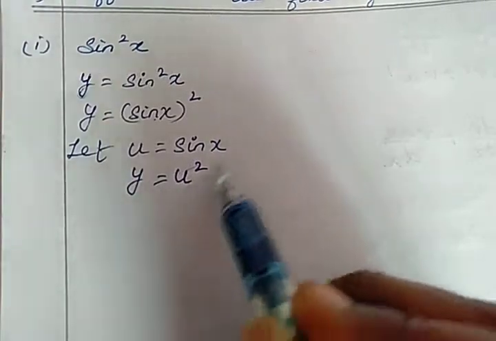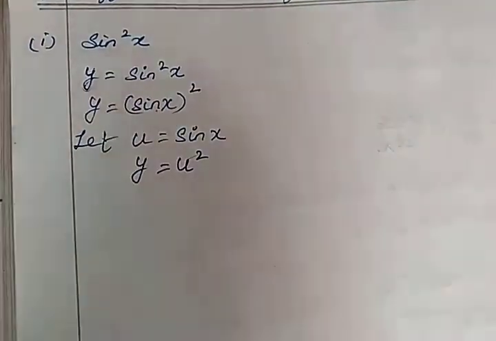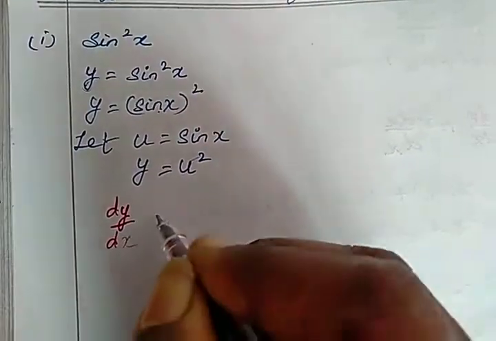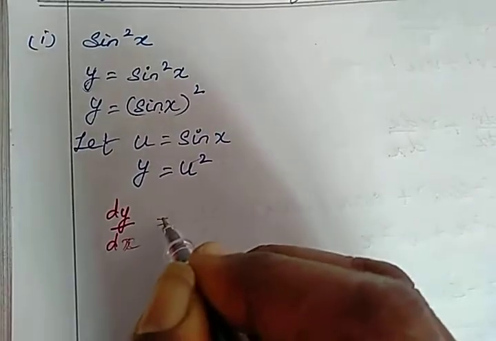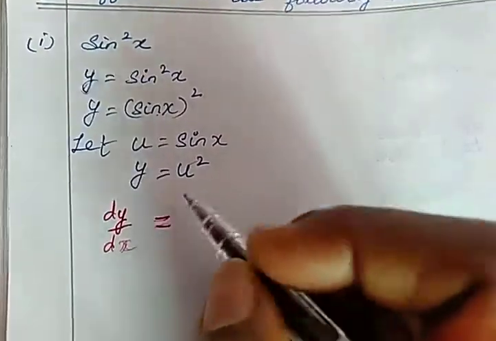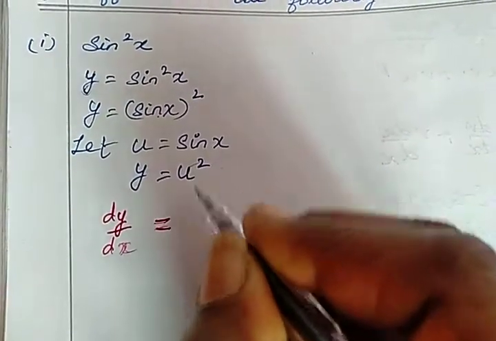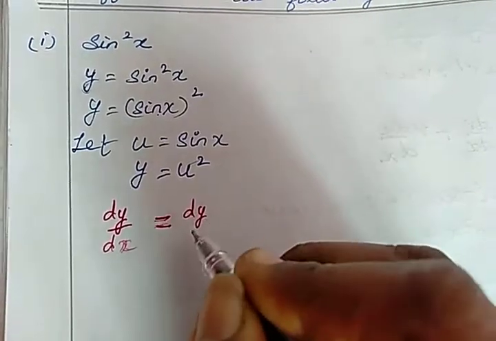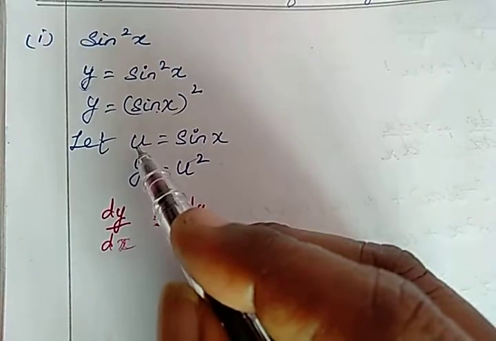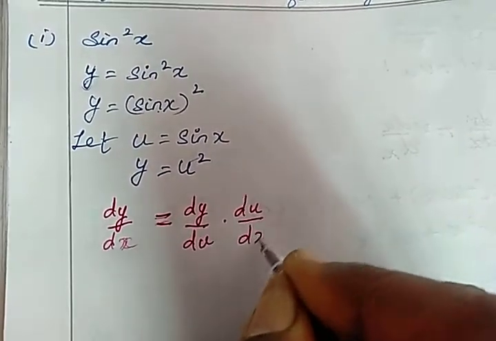Now we are going to differentiate both these. So what will be the formula? We have to find y, is it not? So dy by dx only we are going to find out. For that, we have to differentiate y first with respect to u, so it is dy by du. Next we are going to differentiate u with respect to x, so it is du by dx.